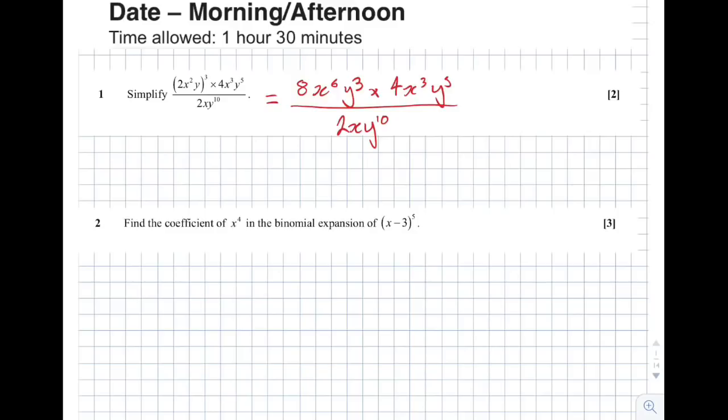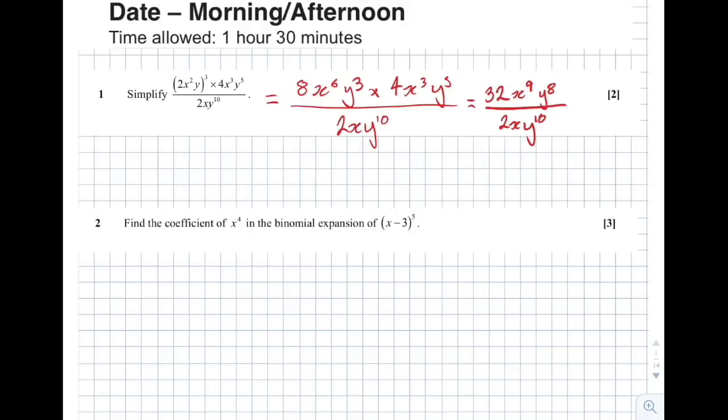So now we can probably deal with the numerator. We can do 8 times 4 is 32. X to the 6 times x cubed is going to be x to the 9. So this is just using indices laws. Y cubed times y to the 5 is y to the 8. And that's still over 2xy to the 10.